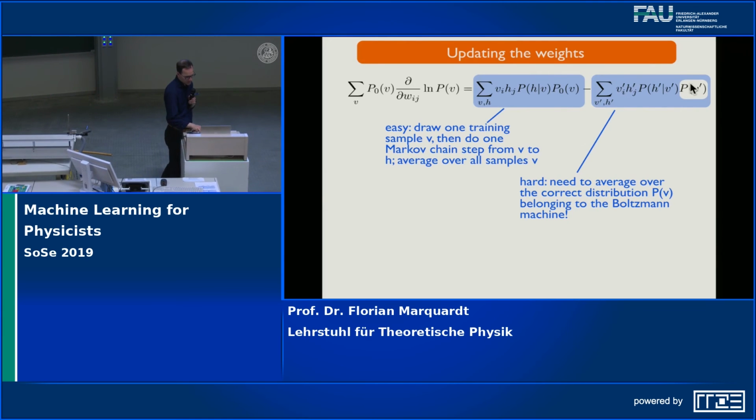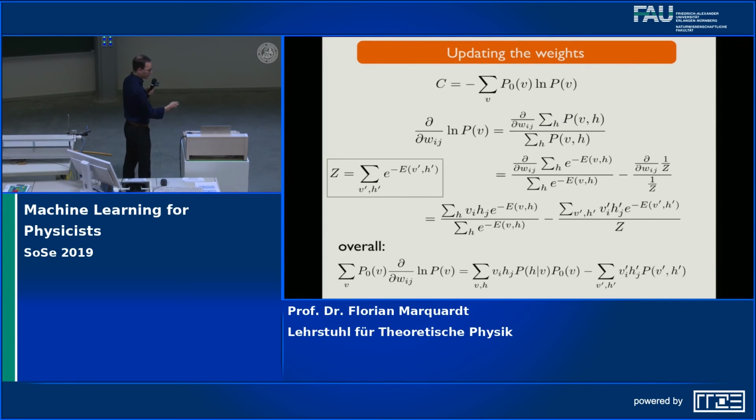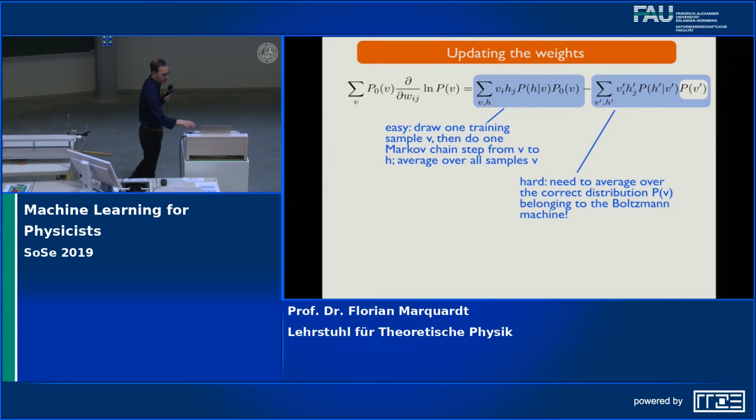So, just to remind you, because you can easily lose track: we are trying to minimize this cost function in order to make P match as closely as possible P0 by adapting the weights. We have calculated the gradient of the cost function because that's what we would need in gradient descent. We saw that this gradient can be expressed by these terms, one of which can easily be sampled stochastically, and the other is a little bit harder because it involves this P of V, which is the steady state Boltzmann distribution of my Boltzmann machine.